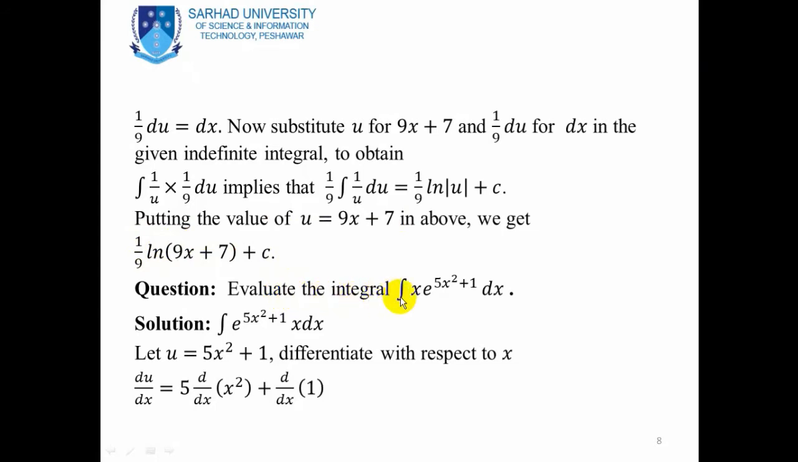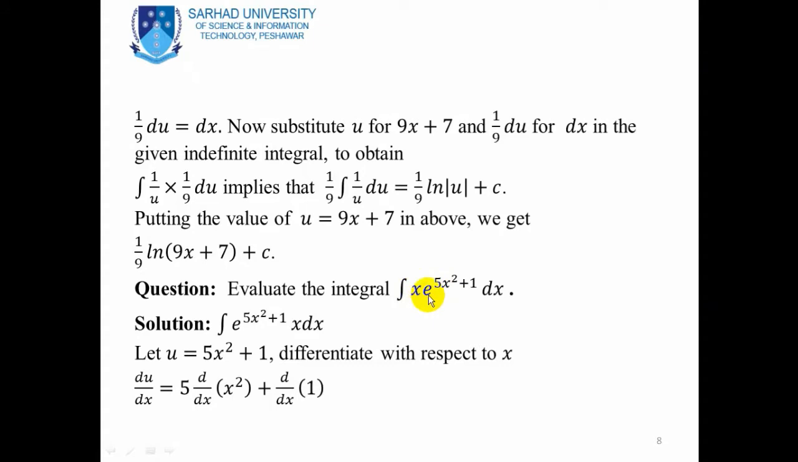Now another problem, dear student. You see over here, the integral of x into e power 5x square plus 1 with respect to x. So actually there are two parts of the function. Two functions are in multiplied form. One is the algebraic function and the other is the exponential function. So the algebraic function is multiplied with the exponential function.